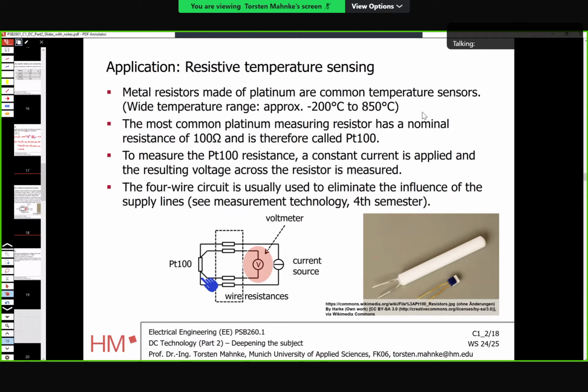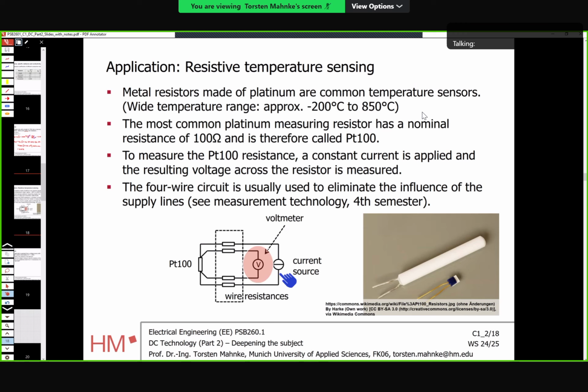So what is the advantage now? I mean, there are 2 wires, and there are also 2 wires leading to the voltmeter. So where's the difference? Why can I not just connect the voltmeter here and here? Okay, here's the solution. There will be almost no current flowing in this loop.